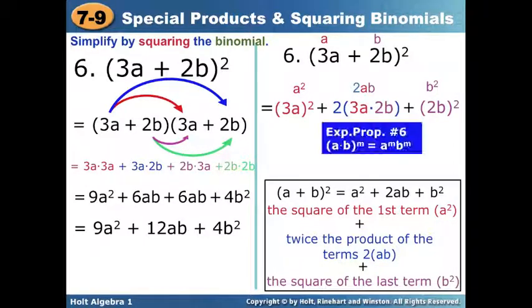So (3a) squared, use your exponent property we learned earlier in chapter 7. Square the 3 and square the a gives us 9a squared. 2 times 3a times 2b is 12ab. And then (2b) squared is 4b squared.